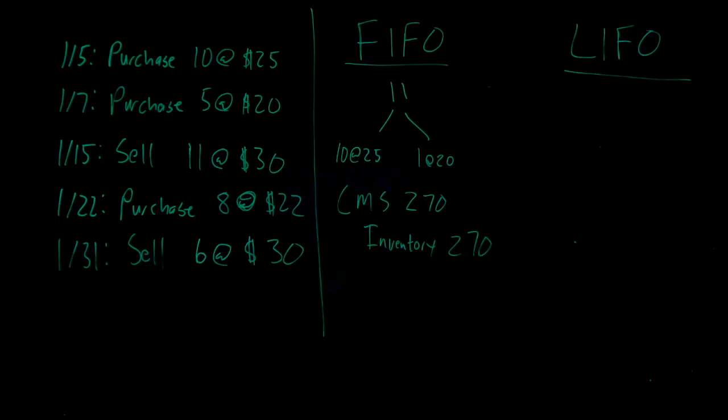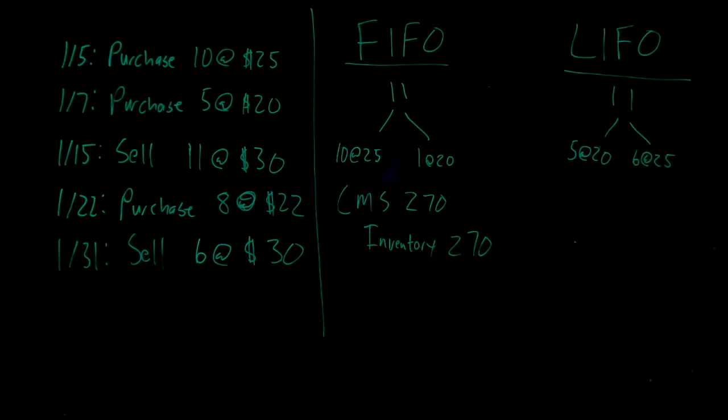Let's look at the same transaction on the 15th, but let's say we're using LIFO. The last ones in are the first ones out. So on the 15th, the last ones in were on the 7th. We're going to use all 5 of those from the 7th, because those are the last ones in. Now we have to get to 11. We have 6 units left, so we're going to grab 6 of the ones at $25.